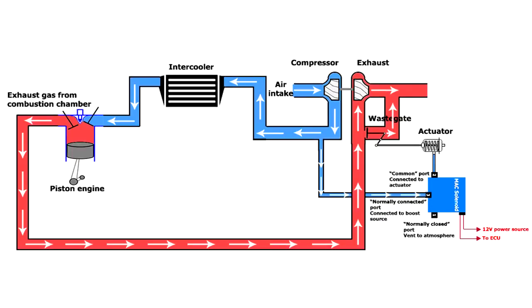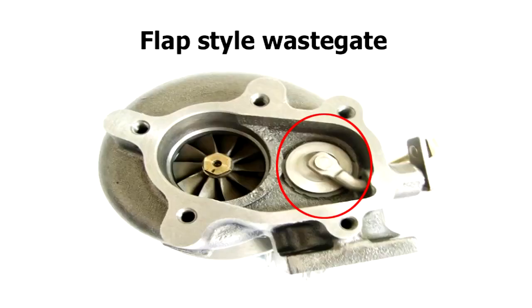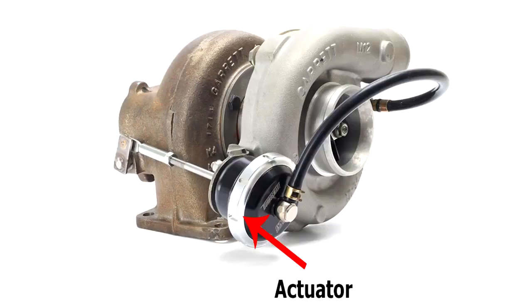Now we know that exhaust gas comes out of the engine and spins the turbine, and therefore to control the amount of boost that we're going to generate, we need to have a wastegate which allows exhaust gas to bypass the turbine. Now the wastegate is a flap or some other sort of valve which is controlled by an actuator.